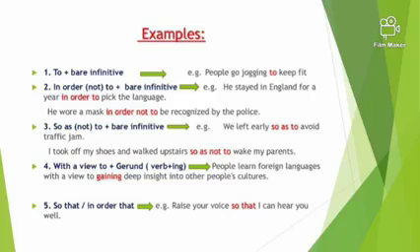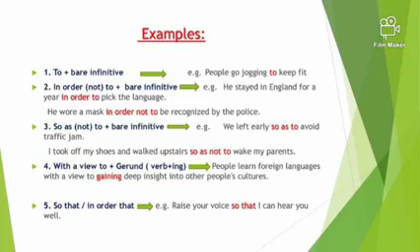Number 2, in order to plus bare infinitive. For example, he stayed in England for a year in order to pick up the language. So here we use in order to plus bare infinitive, which is pick. He wore a mask in order not to be recognized by the police. So in order not to plus bare infinitive, we have be.